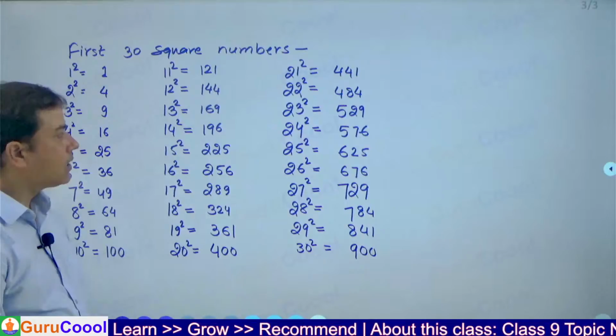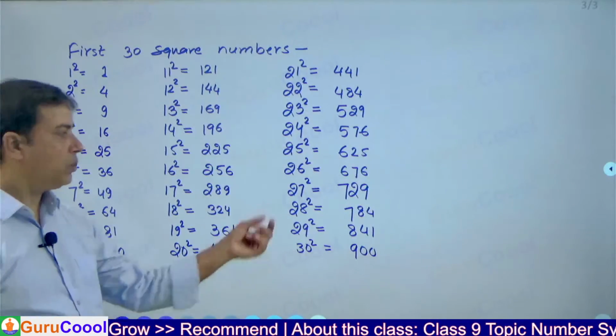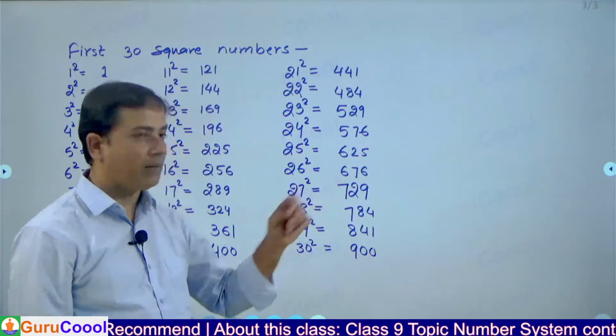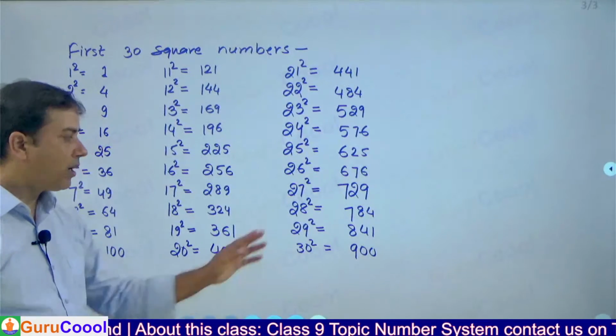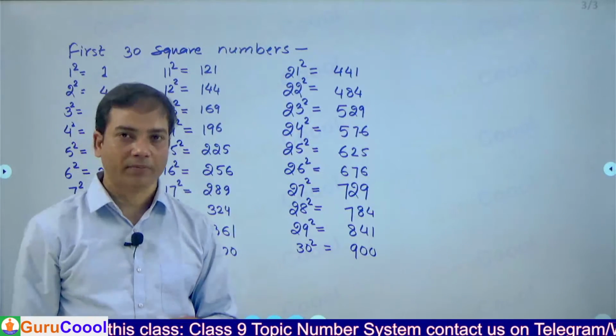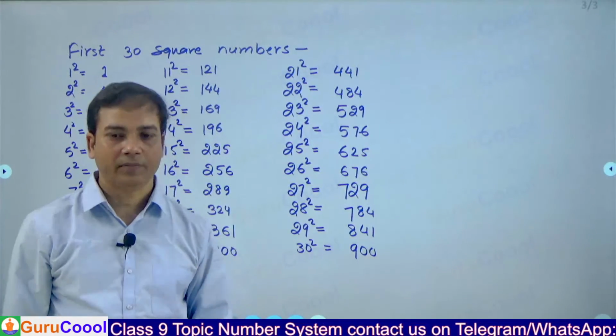So in the next class, I hope you will tell me, if I ask you what is 27 square, you will quickly tell me 729. If I ask you what is 29 square, you will say 841. Will you be able to do that?